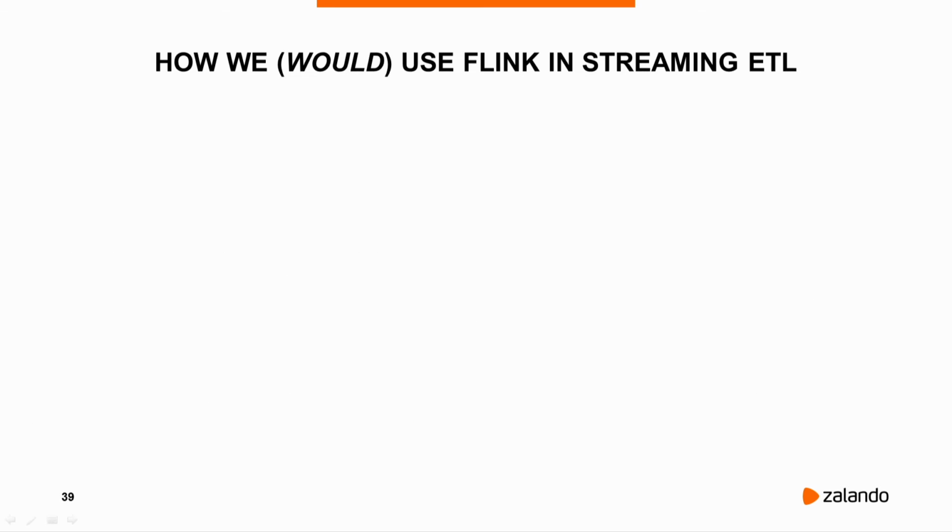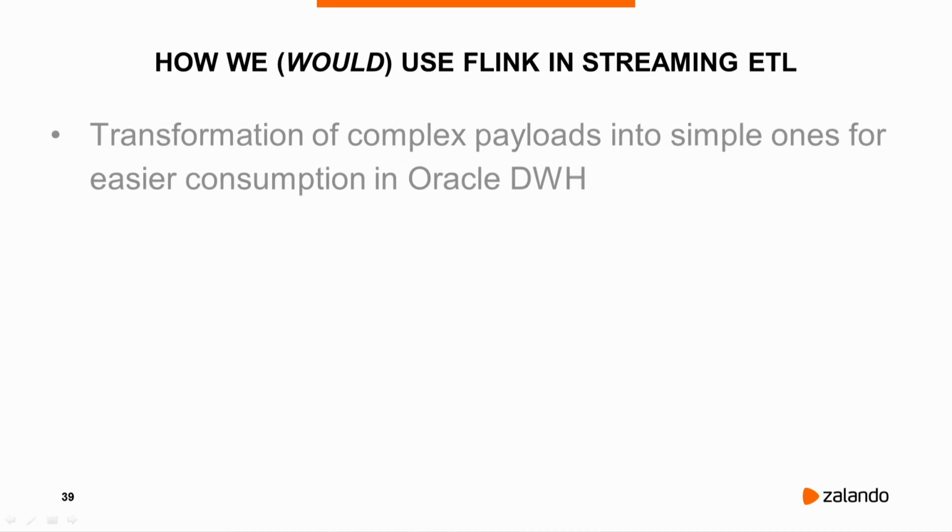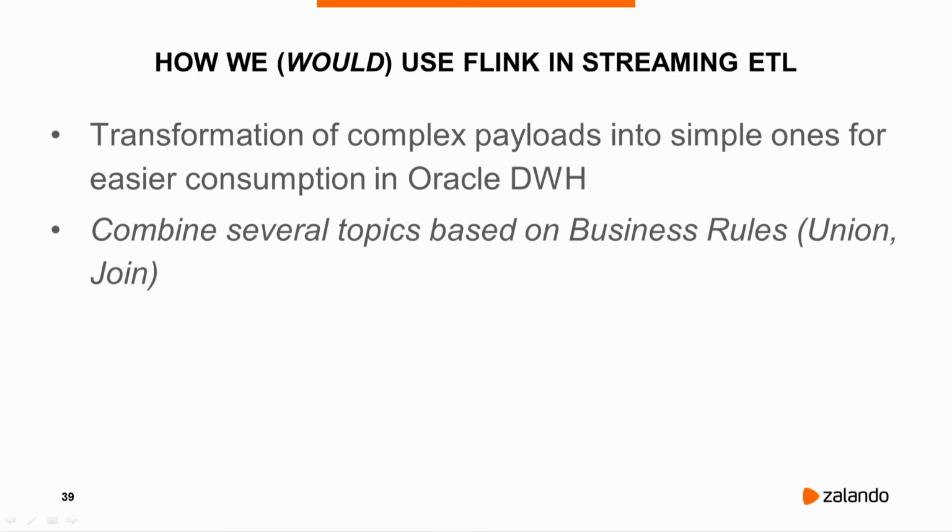For this, we currently use Flink in production for transformation of complex payloads into simple ones. This enables an easier consumption for the Oracle data warehouse. And in the future, we want to combine several topics based on business rules, such as union and join.